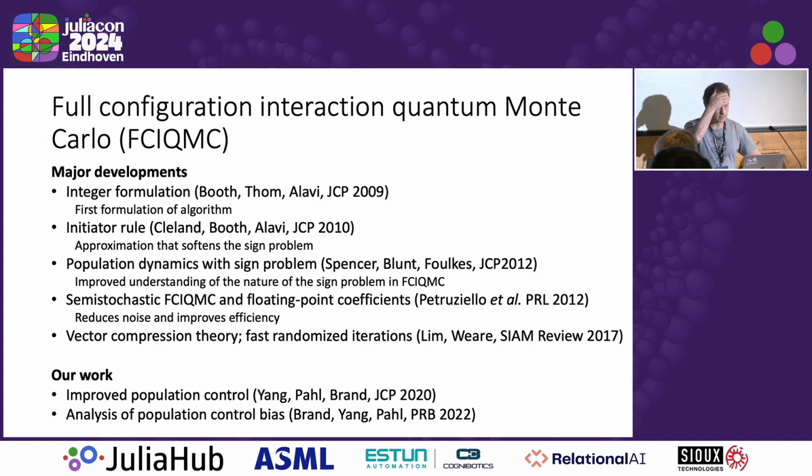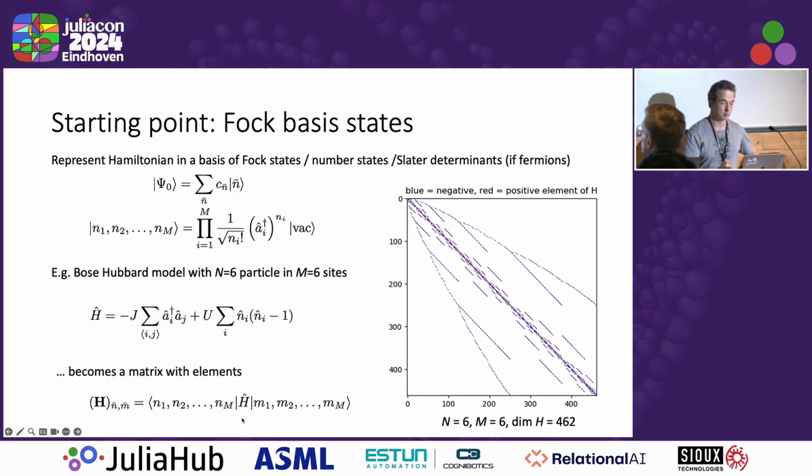Right, so here are a few milestones. I don't need to go through all of it. It's just a few. So from 2009 on, there were some important developments, mostly by other people. Our modest contributions here are, in particular, these two papers down here about modifying the algorithm to make it a little bit more convenient to control population, and then an analysis of a population control bias that I will later show you in action.